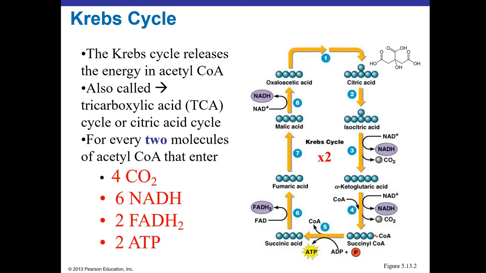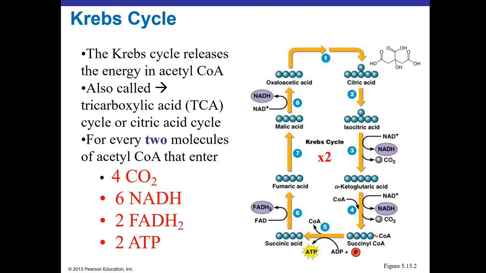Then in step 3, we see the first of our potential energy in the form of NADH being produced, and we kick off a little bit of CO2. This gets us down to a 5-carbon molecule, alpha-ketoglutaric acid. We then basically do the same thing. We make a little bit of potential energy in the form of NADH, kick off another CO2 molecule to get a 4-carbon molecule, and we add in the coenzyme CoA.